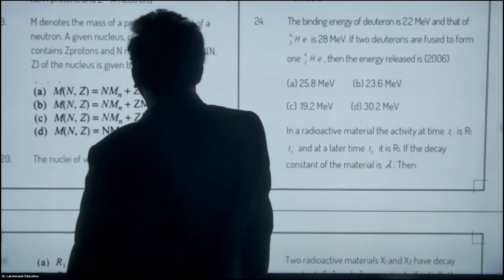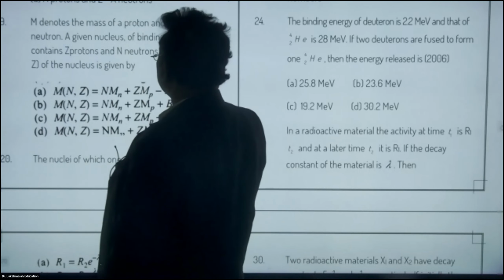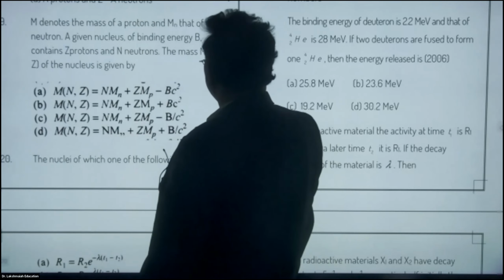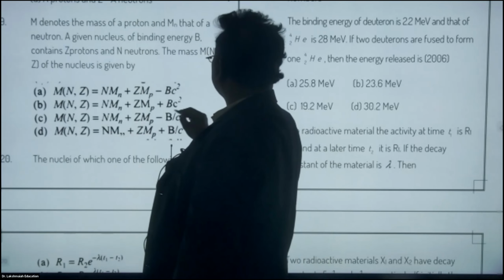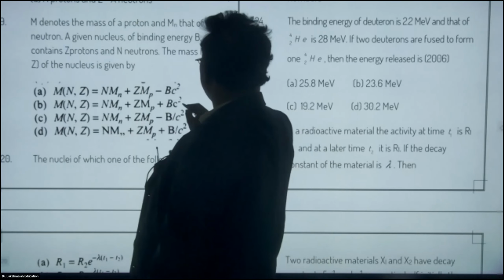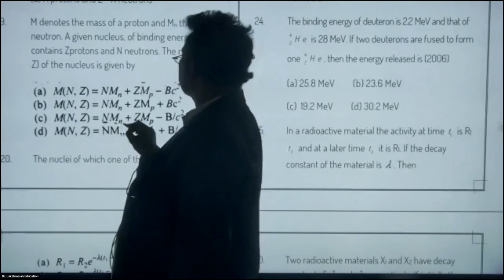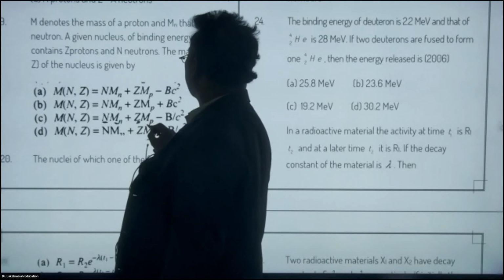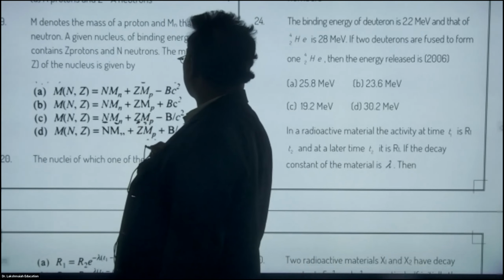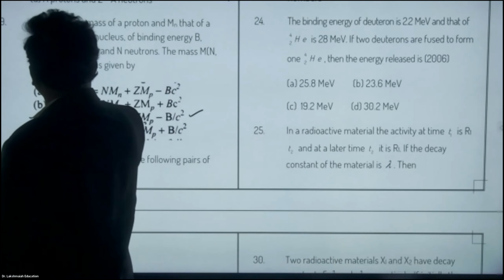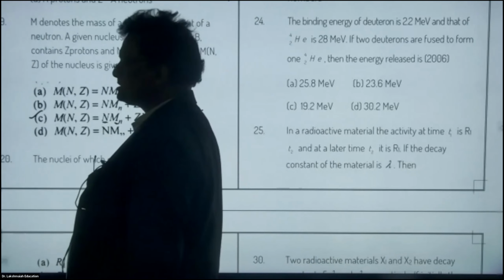So, the effective mass you have to find out. What is the effective mass? This is the binding energy. So, effective mass is equal to the number of neutrons into the mass of neutron, plus the number of protons into the mass of proton, minus the binding energy. So, which option is correct? Option C is correct. Next.